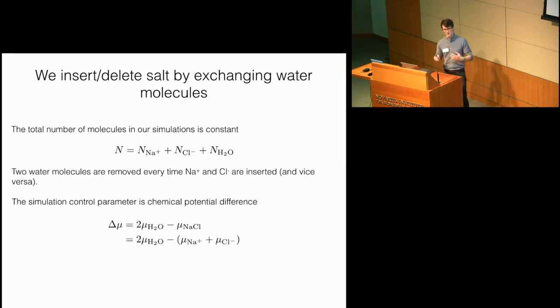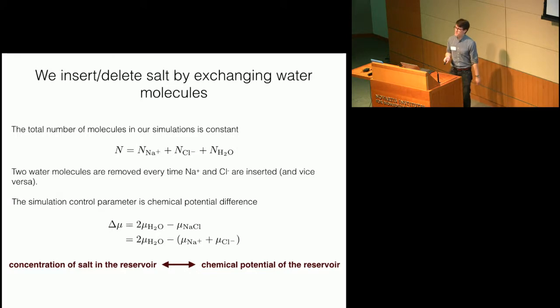And the fact that we have this variable number of water molecules means that we have to have a new simulation parameter, and that is this chemical potential difference, which is the difference between two water molecules and sodium chloride. The reason why it's two water molecules is because we're exchanging two water molecules for every sodium chloride. And I should also say that all these transformations are electrostatically neutral.